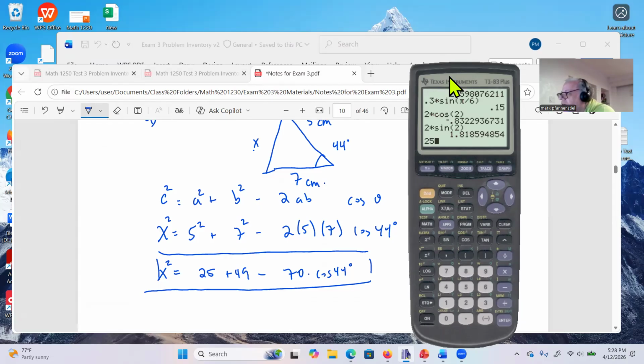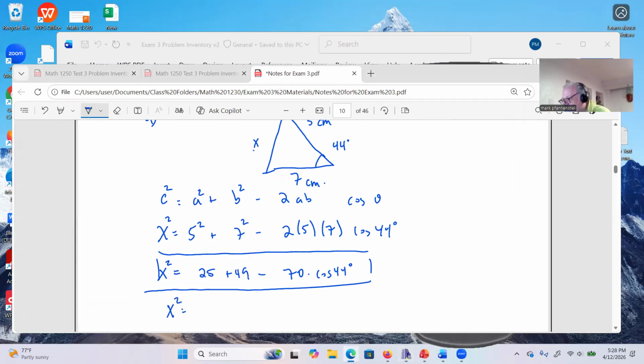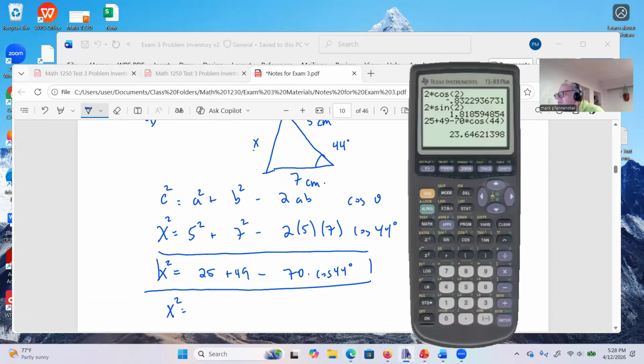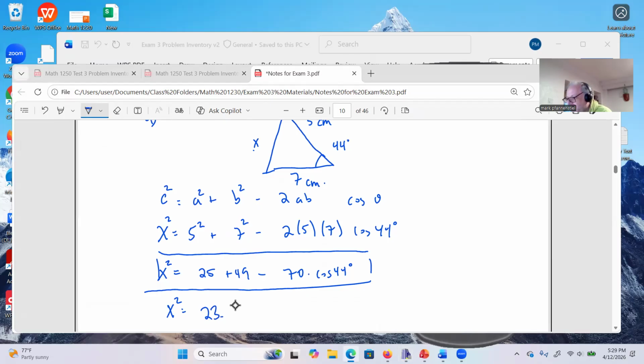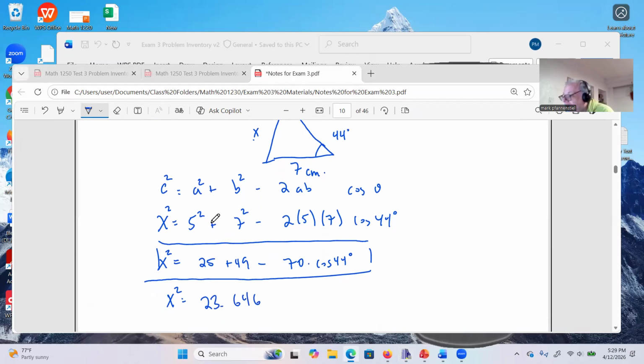So we've got 25 plus 49 minus 70 times cosine of 44 degrees. You could pretty much type it in like that, or you could do this in multiple pieces. That's fine. You might want to figure out 25 and 49 first and then do the other pieces of it. But this is all fine. So I'm getting x squared equals 23.646. All right, we have to take a square root.